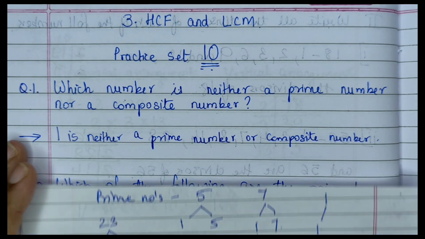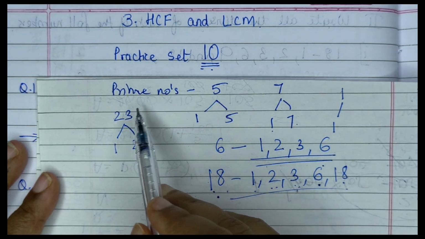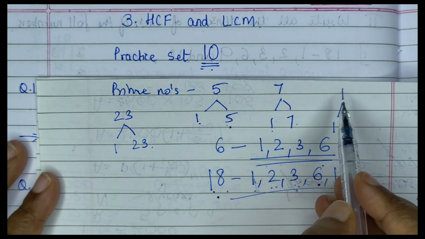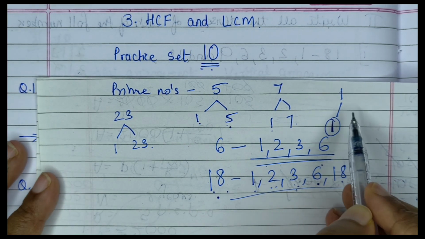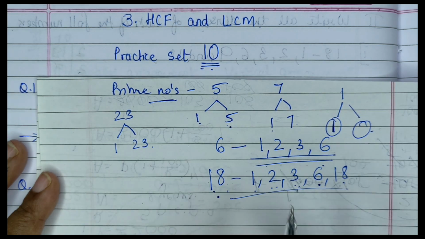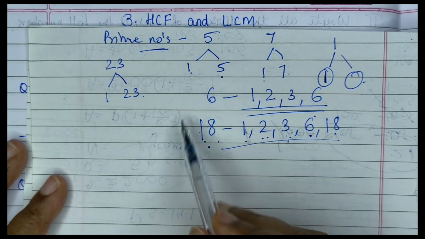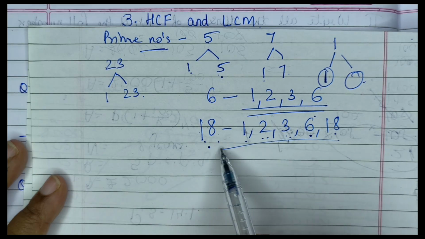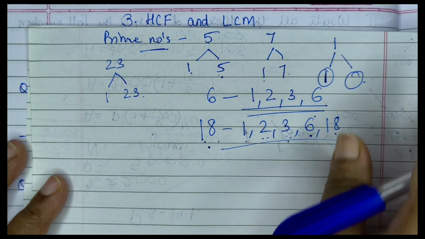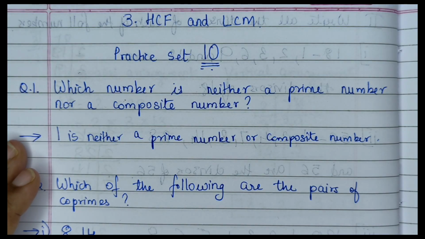Okay. So see here, in the other prime numbers, there is 1 and another factor, that is the number itself. But for 1, there is only 1 here. There is no other factor over here. Understood? So it is not a prime number. And for composite, we cannot say it is a composite number. It has no other factors other than 1. So that means it is not a composite number. Understood the first one? Now see the next one.